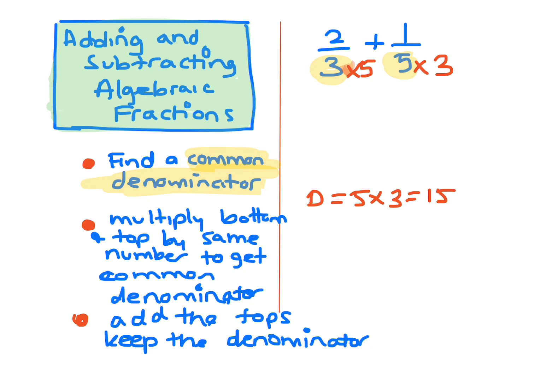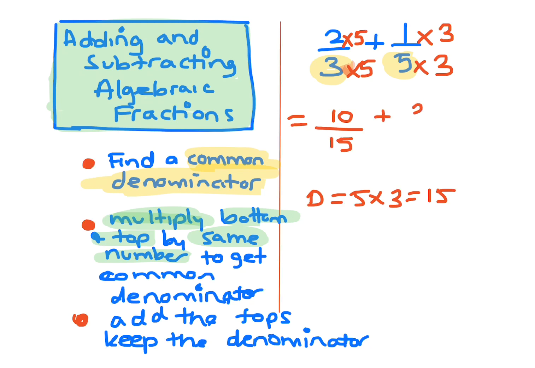So now your next step is you need to multiply the bottom and the top by the same number. Okay, and then you should have the common denominator. So you've times this by 5, so you now have to times the top by 5. You've times the bottom, the 5, by 3, so you now have to times the top by 3. Then if you simplify it, 2 times 5 on the top will give you 10. 3 times 5 is 15. 3 times 1 is 3 on the top. 5 times 3 is 15.